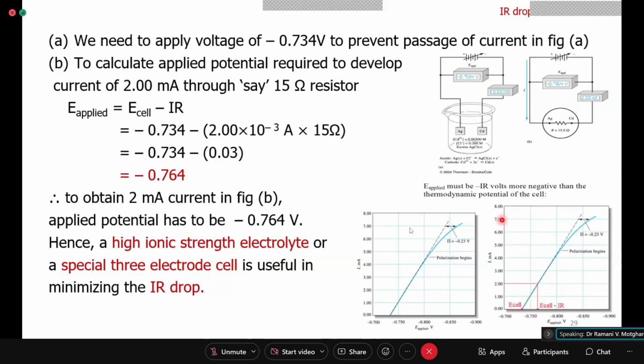Now, I'll take first the 4 milliampere position. At 4 milliampere current, your applied voltage should be minus 0.8. For getting a 7 milliampere current, your applied potential has to be higher than this.